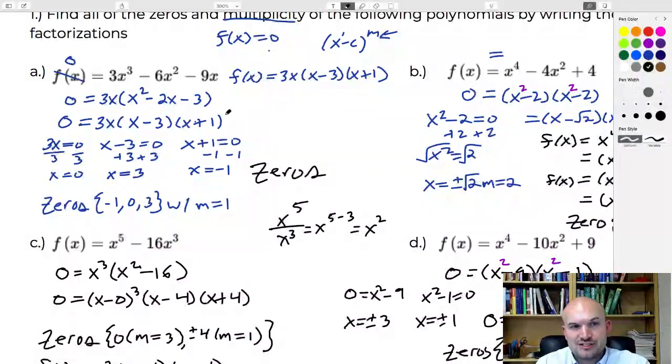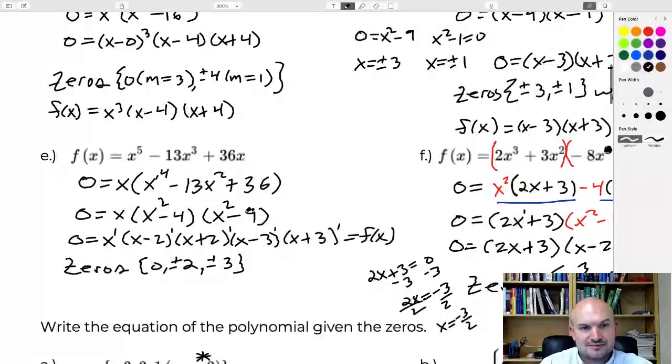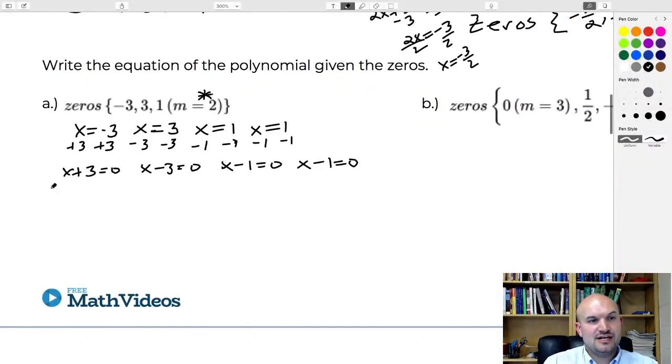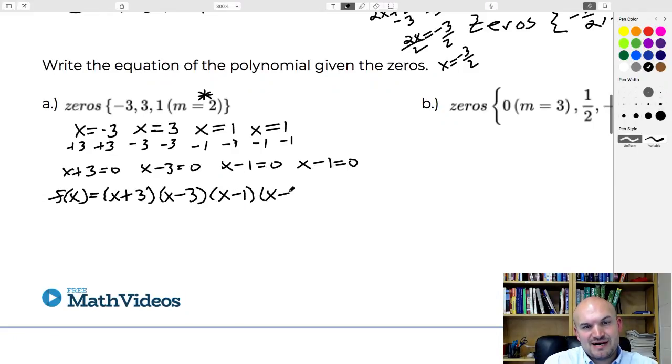And you can write your factors multiplied by each other. We don't need to write them multiplied equal to 0. We need to write them multiplied equal to our function f of x. So you can see here my function f of x is going to be x plus 3 times x minus 3 times x minus 1 times x minus 1, because again, remember that multiplicity tells us it's a repeated 0. This happens twice. Now I have this in my linear factorization form. Now I just need to multiply it.